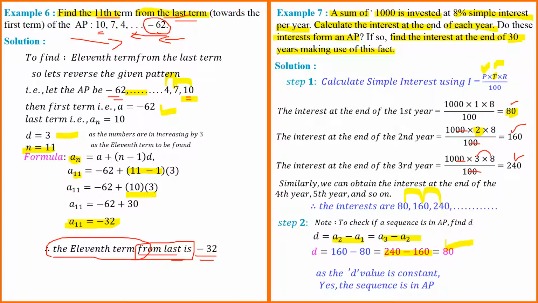If it's 30 years, then I say the value of N to be 30. If the value of N is 30, then what is the value of A, the value of D? Then obviously, it's easy to find the value of A30.